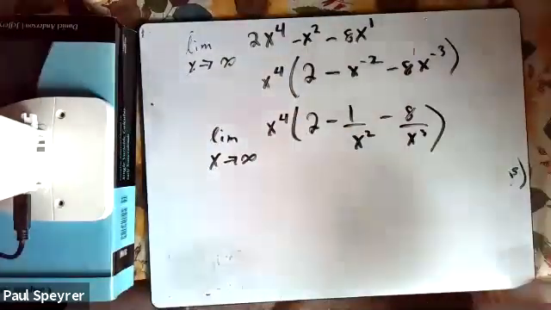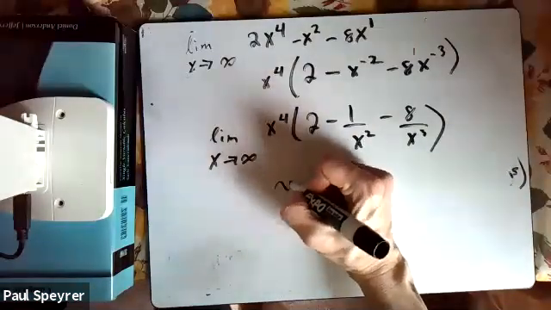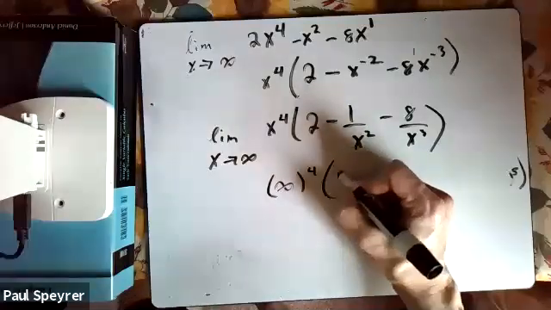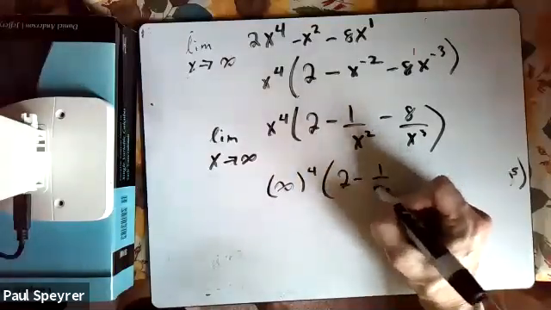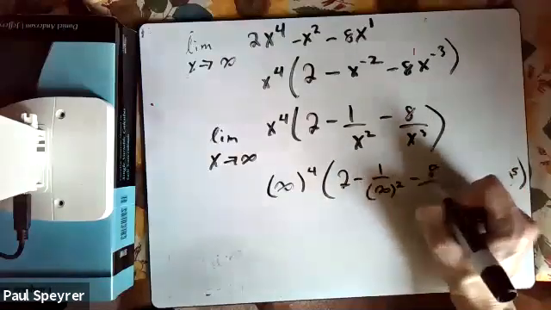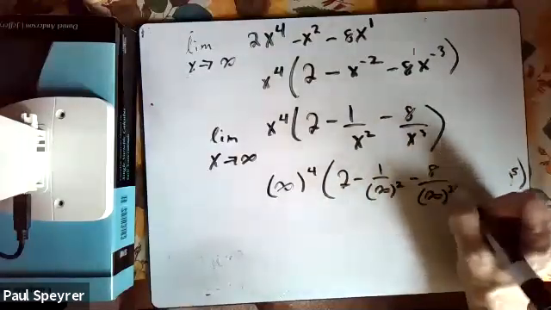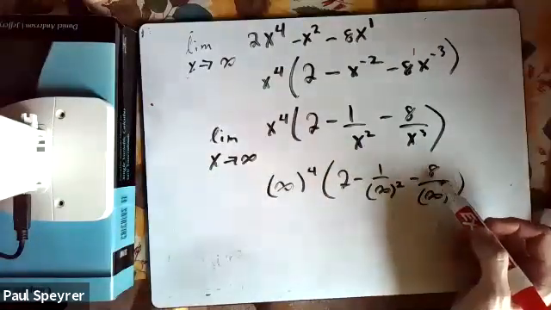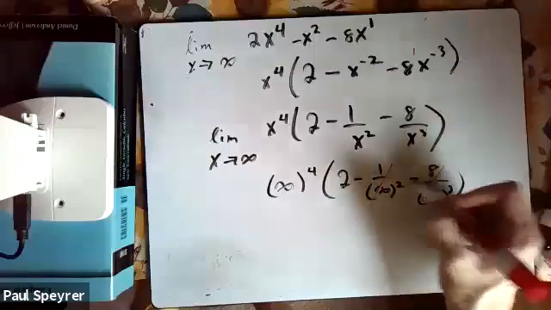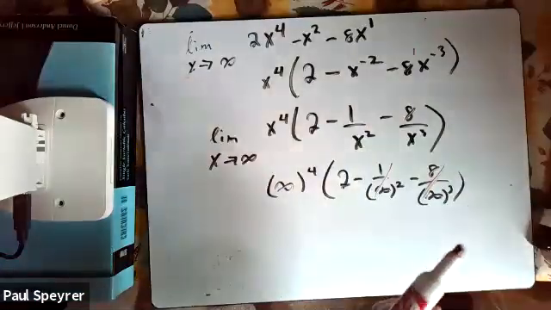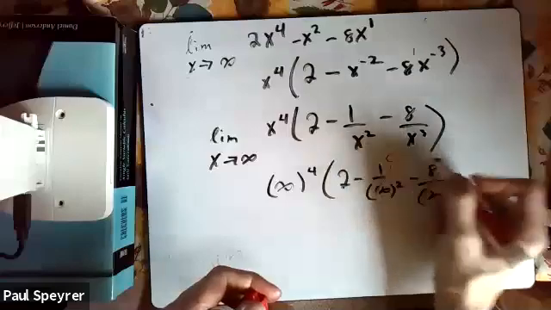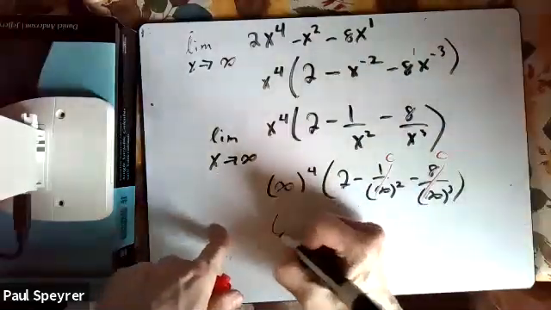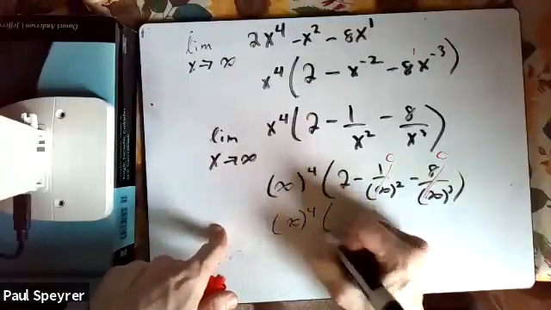So now if we jam infinity in, remember what's going to happen right here. We basically get infinity. I mean, you can write it in if you want. Infinity to the 4th, and then 2 minus 1 over infinity squared minus 8 over infinity cubed. Now remember though, what did we mention before about a constant over infinity or negative infinity? Where do those go? Zeros. This becomes zeros right there. Now you're left with infinity to the 4th times 2.